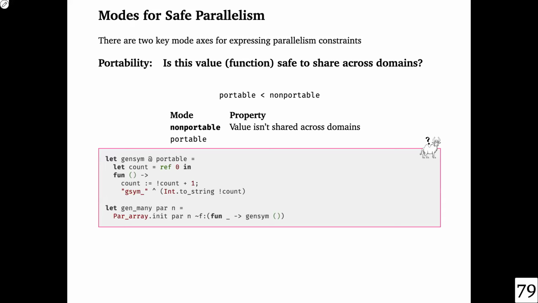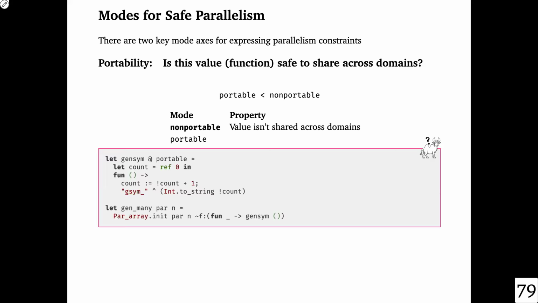So we introduced these mode axes for expressing parallel constraints. So the first is portability. And the question that portability asks is, this value, but really we only care about functions here, is it safe to share across domains? Now, the portability axis has two modes, portable and non-portable. Portable means, yes, I can share it across domains. Non-portable means no, I cannot share it across domains. So if we have a value that is non-portable, the property that we assign to that value is that the value isn't shared across domains.